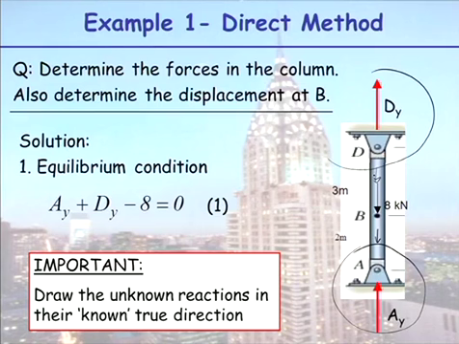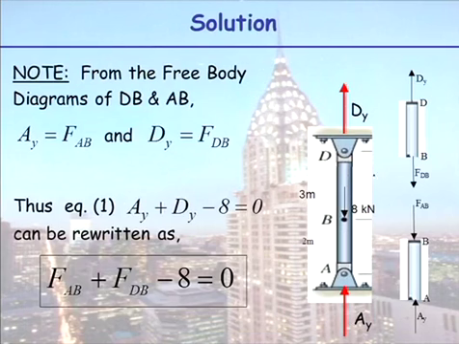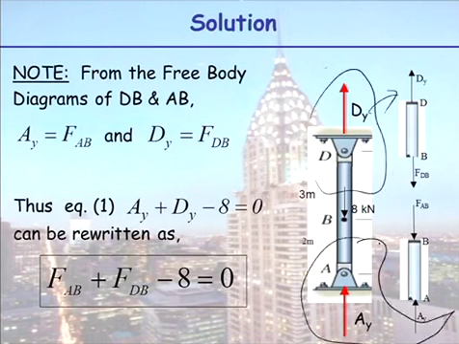We're looking just at the reactions here. So note from the free body diagrams of BD and AB, so free body diagrams through here and through here, we are going to equate our AY, our reaction at A, equal to the internal force in the section AB, and we are going to equate our reaction DY to the internal force in BD.